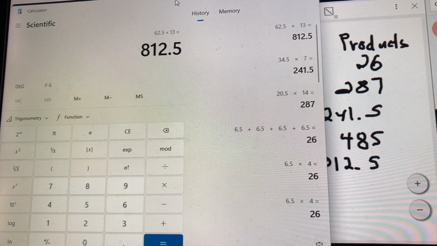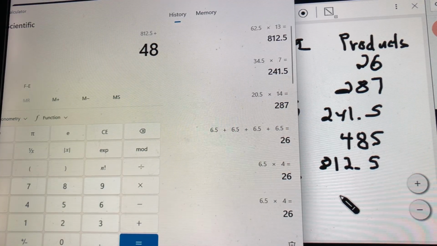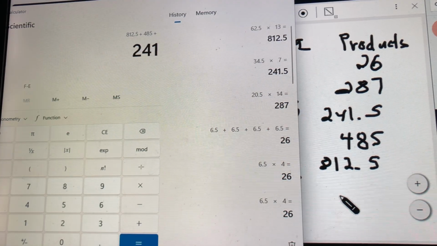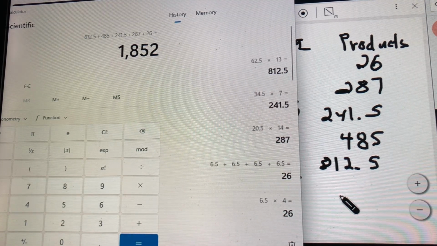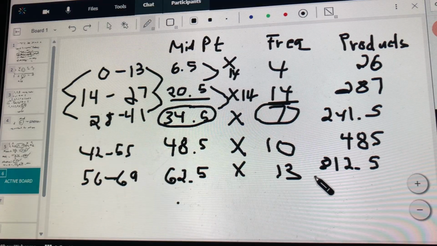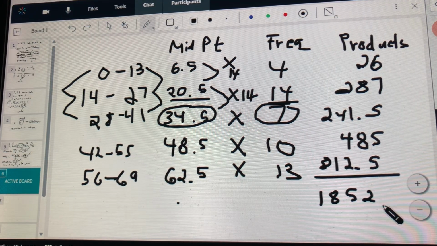So now add all 5 of these. The 812.5 plus 485 plus 241.5. I'm adding them from bottom to top, but adding order doesn't matter, as long as you do them all. The total of the products is 1,852. If I knew every person's actual age and added them all up, it would be somewhere close to this. It wouldn't maybe equal it exactly because I'm estimating each one.